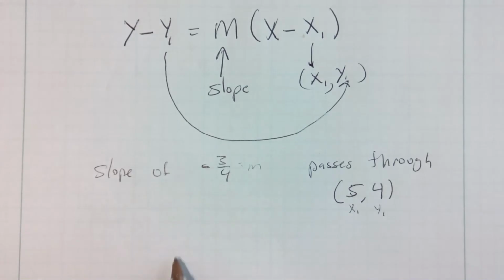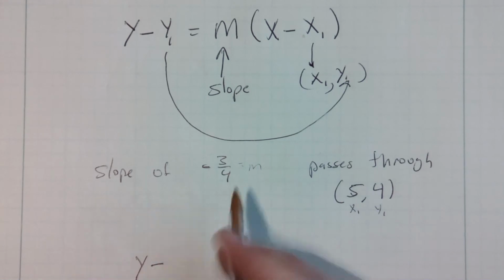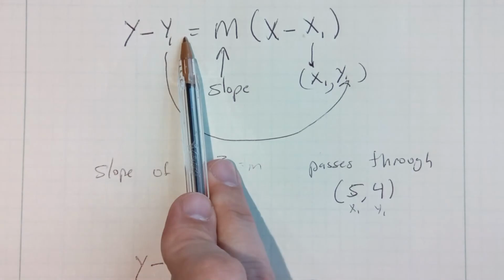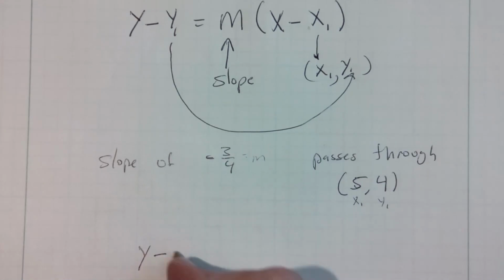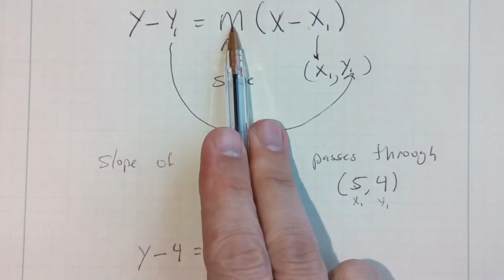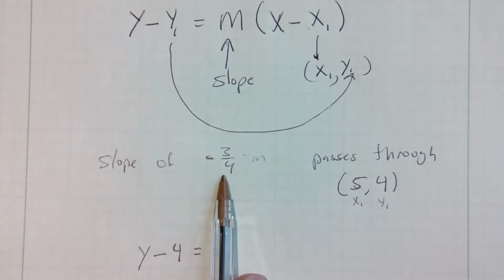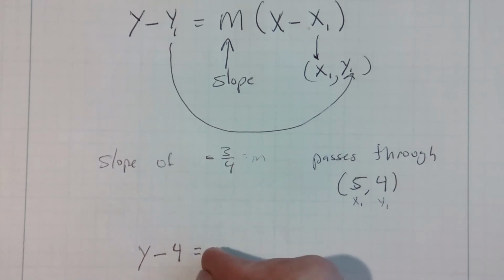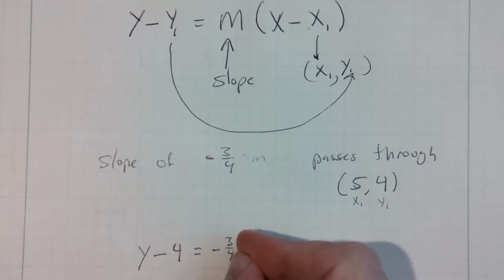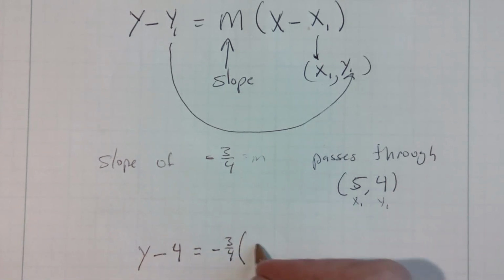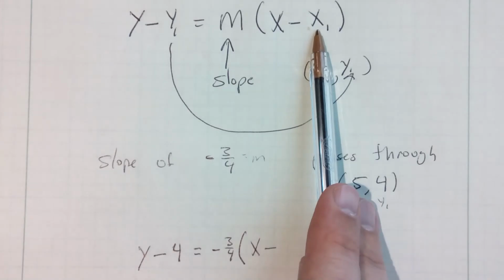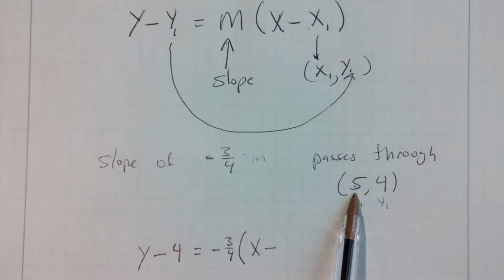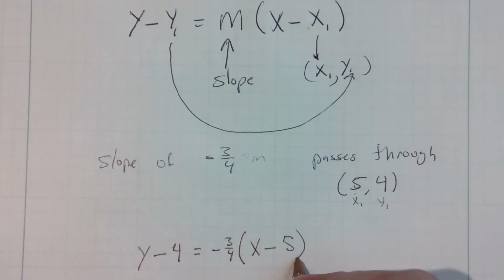So I just write y minus my y value. What was my y value? The y value is 4, so I do y minus 4 equals, then I'm going to write my slope in. What was my slope? -3/4. Then I do a parentheses, and I do x minus my x value of my point. My x value was 5. And I've written my equation.